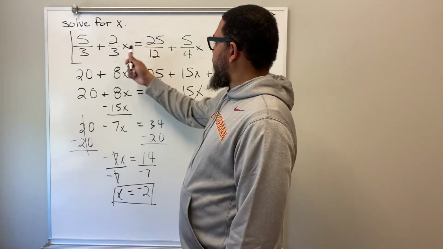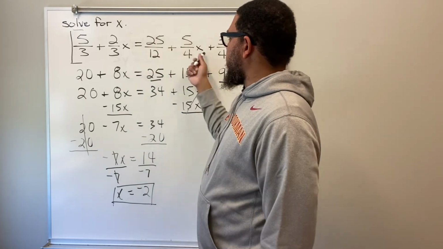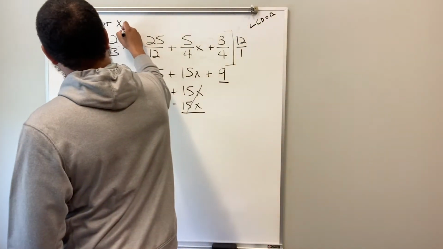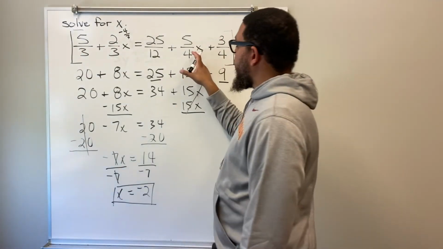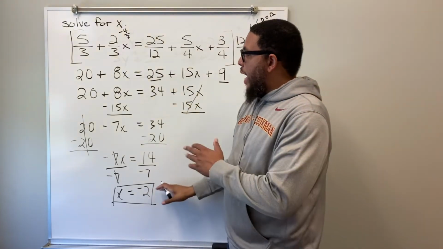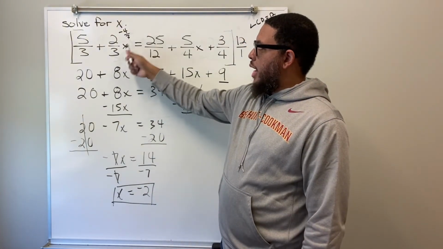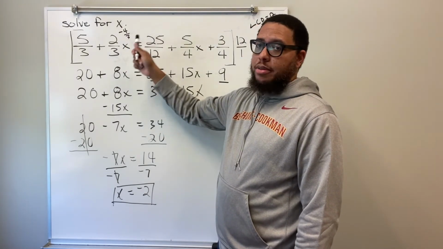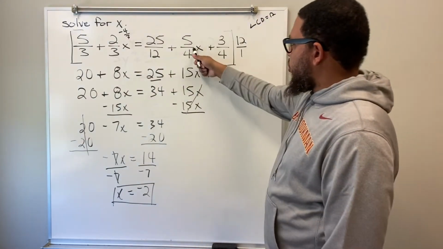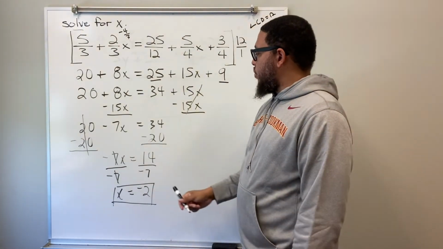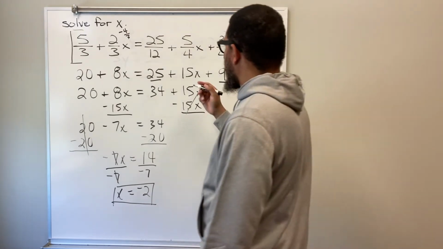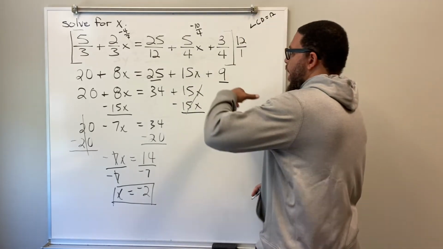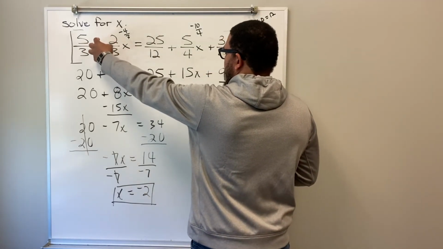Wherever my x's are, those are the only terms that are going to change. So I'm going to do 2/3 times -2, which is -4/3. And I'm going to do 5/4 times -2. Notice how I did not multiply the -2 by the 3. I only multiplied the -2 by the numerator 2. I do not multiply by the denominator also. All right? I'm going to do the same thing over here. 5/4 times -2 is going to be -10/4.